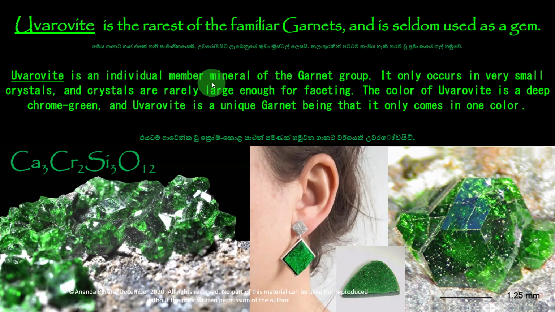Uvarovite is an individual member mineral of the garnet group. It only occurs in very small crystals. Remember that. The crystals are not large enough for faceting; very small crystals come. The color of Uvarovite is a deep chrome green, and Uvarovite is a unique garnet, being that it only comes in one color.